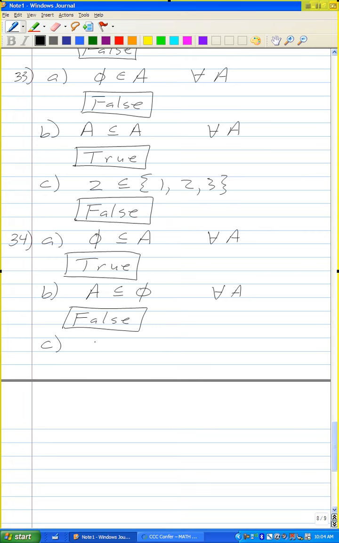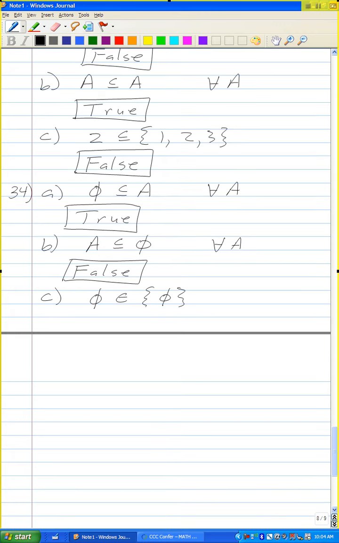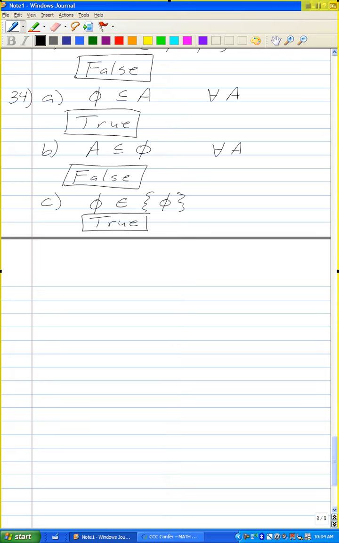C. Is the null set a member of the set containing the null set? Well, that's certainly a true statement because, well, there it is. Is it in here? Sure, there it is right there. So the empty set could be a member of a set. It's right there.